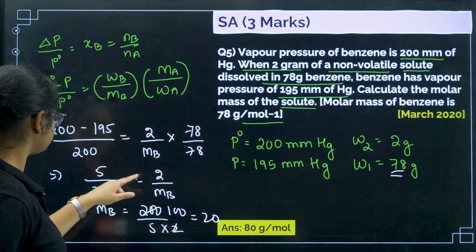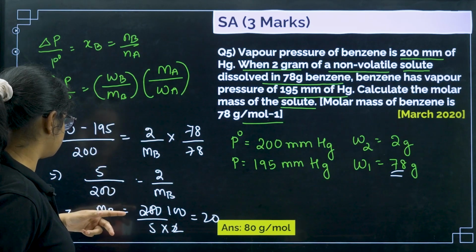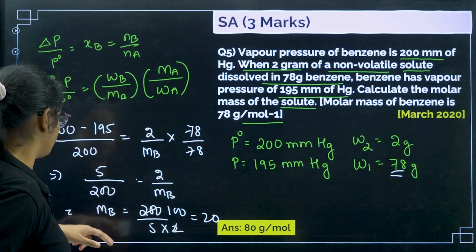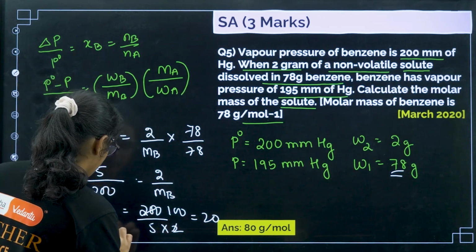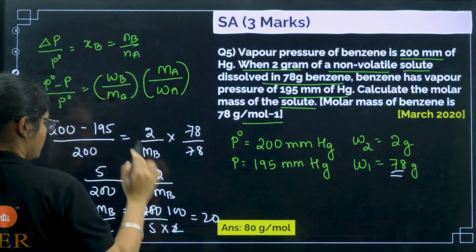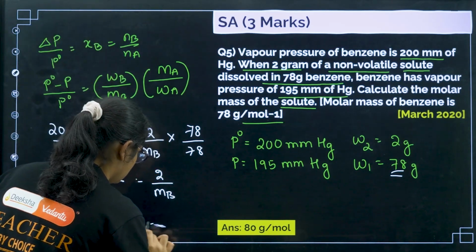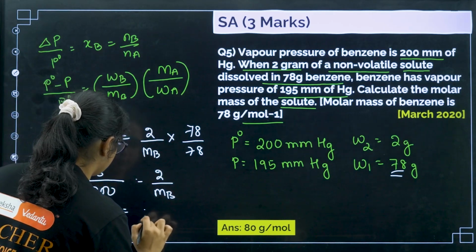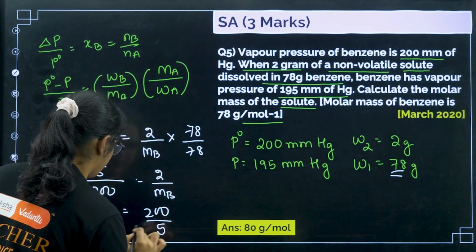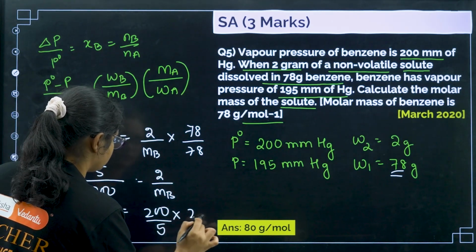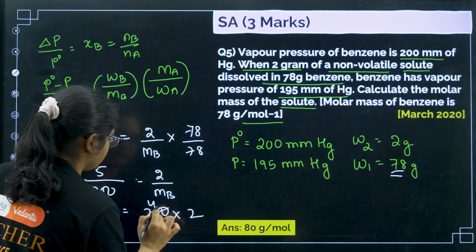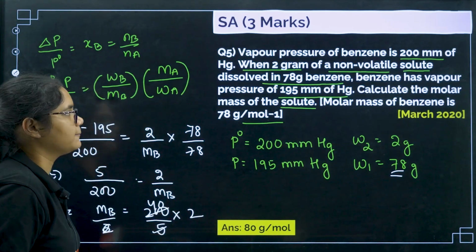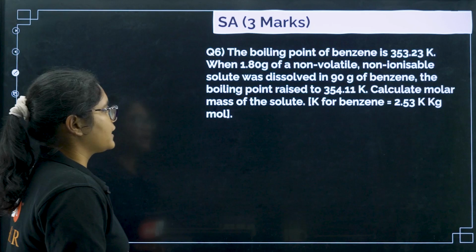Then if I reverse this one, I'll get M by 2. Here I think I made a small error. One second, I'll correct it. So we will get MB by 2 is equal to 200 by 5, right. So MB will be equal to 40 into 2 is 80. Okay. Next question, again from boiling point.